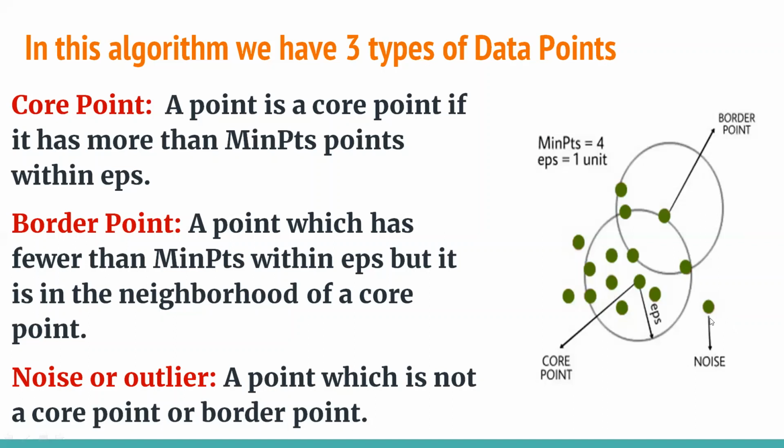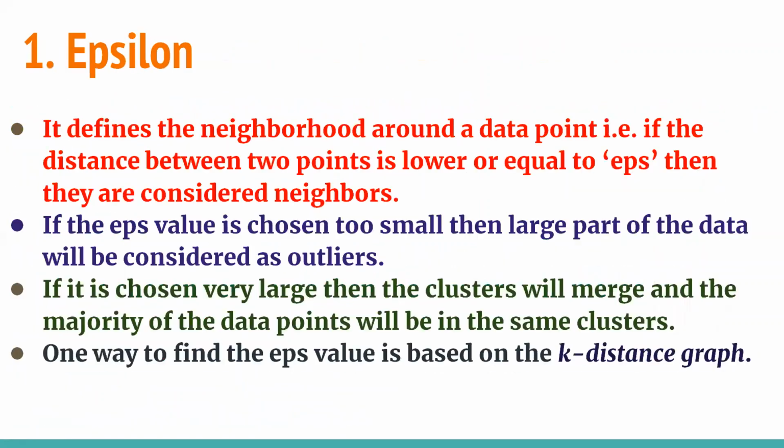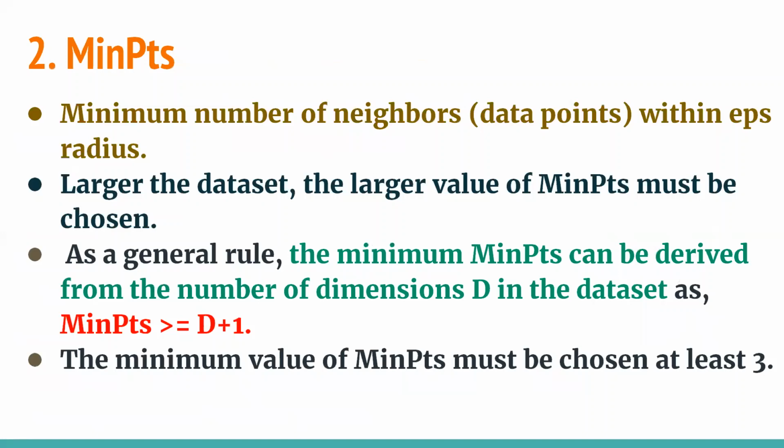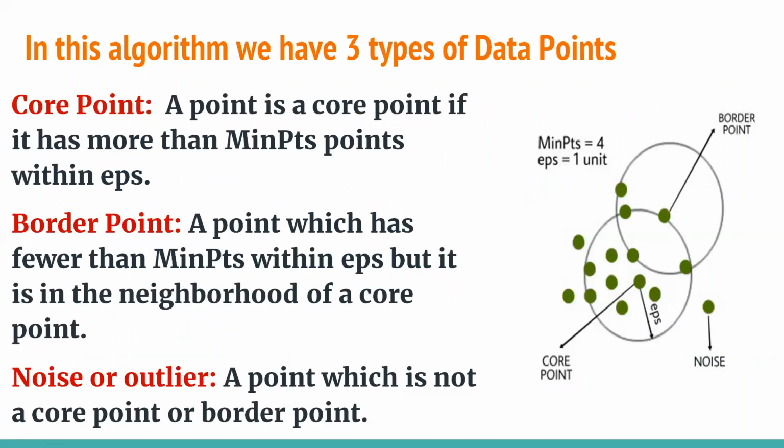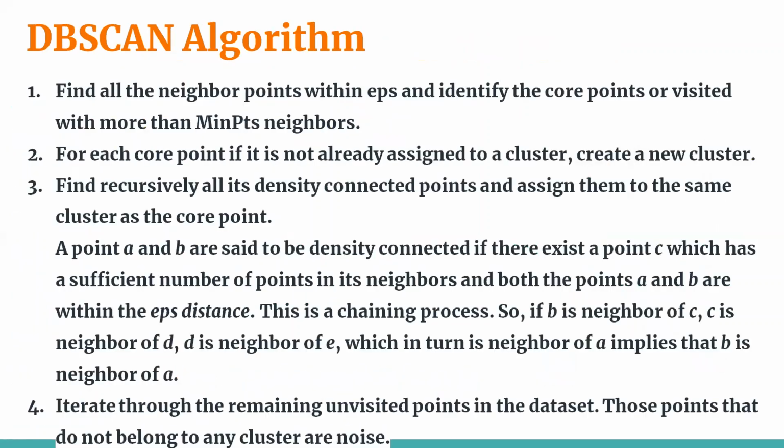So to know the DBSCAN algorithm, we need to have 5 parameters in hand. First thing is epsilon. Next thing is min point. Later on, core point, border point, as well as noise. Now we are moving on to the DBSCAN algorithm. Initially, what we have to do? You need to find out all the neighbors of a core point. Initially, you need to find out the core point.